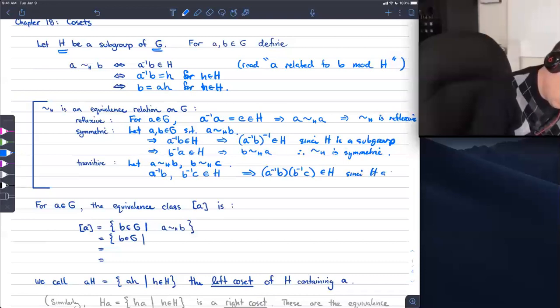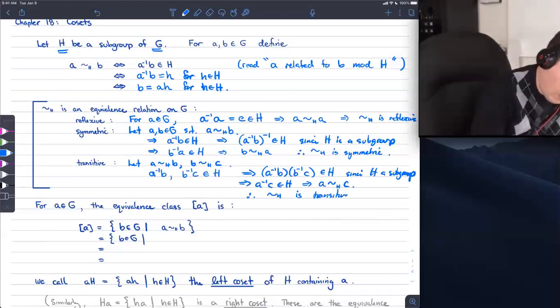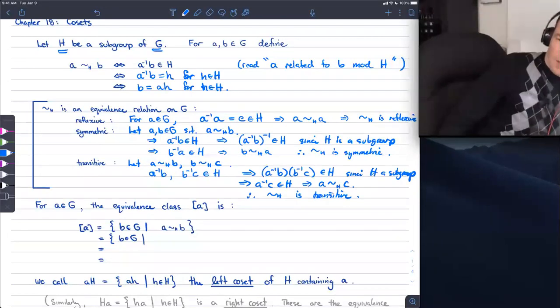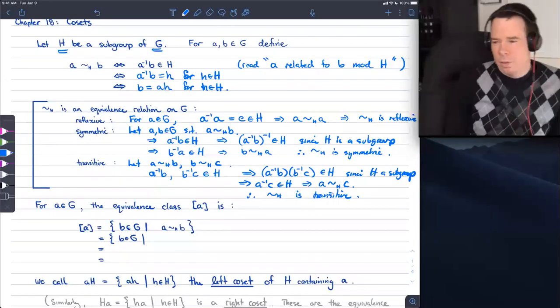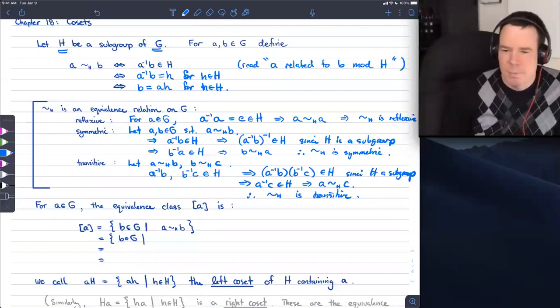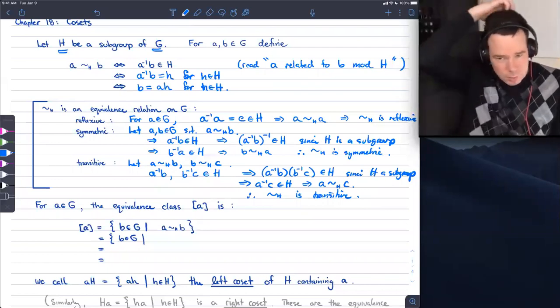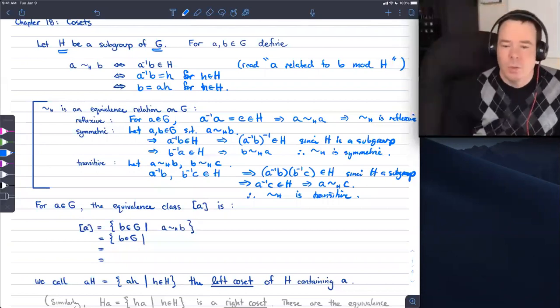since H is a subgroup. And that means then that A inverse C is in H, or in other words, A is related to C. So therefore, this is transitive. So this is just an analogy of the modular arithmetic relation, but now we're doing it for a general group. And we got that it's an equivalence relation.